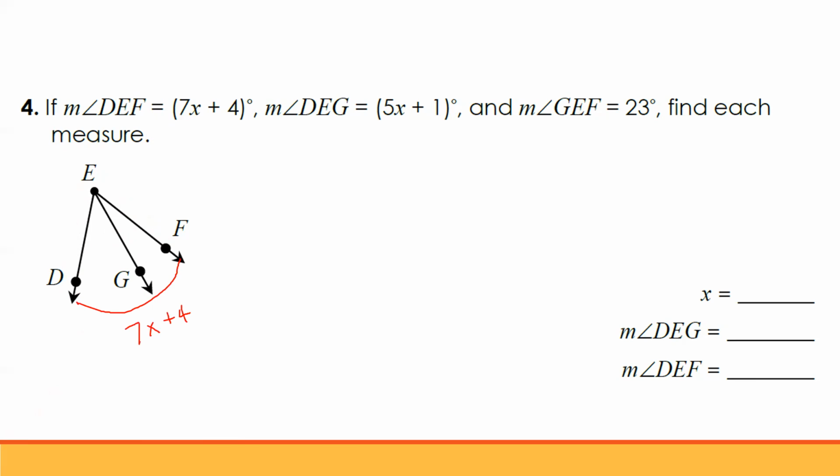The measure of DEG, so find your D, find your E, find your G. There it is. That's 5x plus 1. And the measure of angle GEF equals 23. There it is. Now we have everything we need to set up our equation. Small angle plus small angle equals big angle.